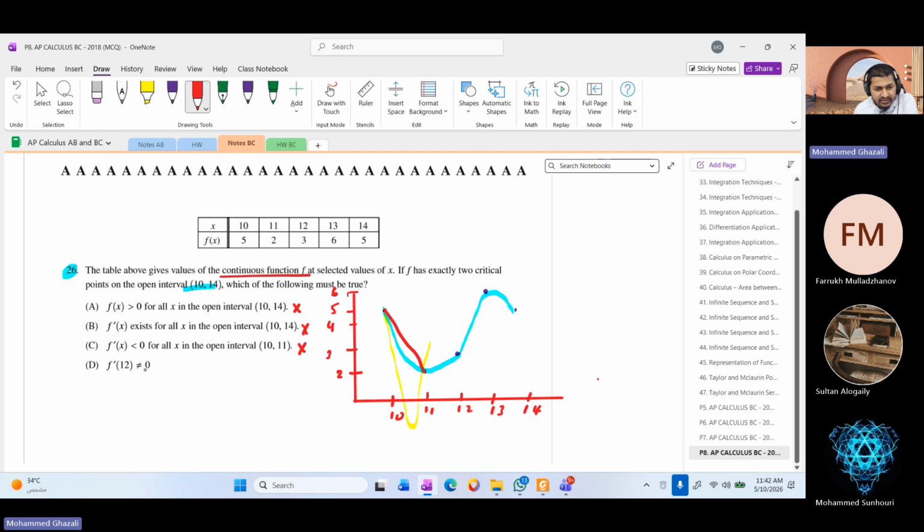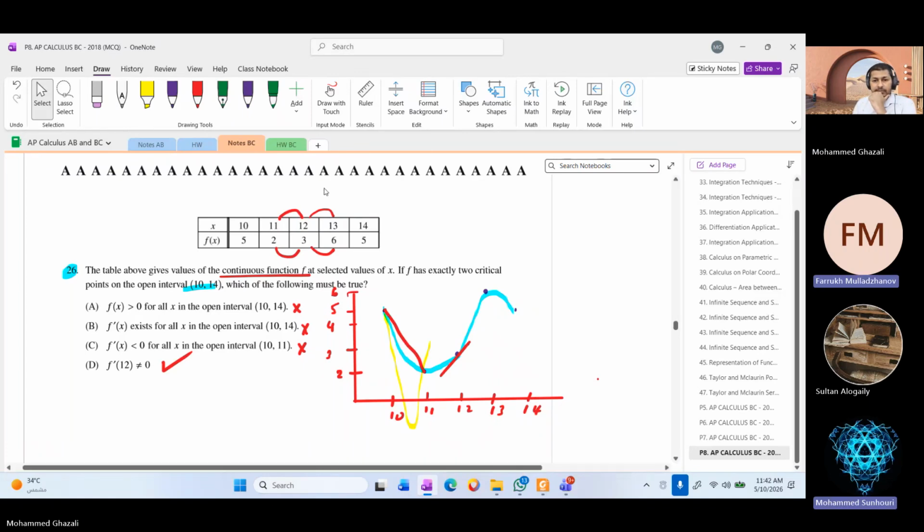f prime 12 is not 0, because we can take the slope between 11 and 12, 2 and 3, or we can take the slope between those two and approximate that f prime 12 is either positive or negative. So it's D. Definitely, it does have a slope, so D is correct. Must be true. It's definitely not 0.